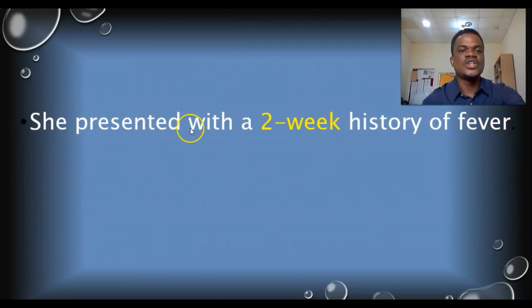Look at this one too. She presented with a 2-week history of fever. "2-week history of fever" is the noun here. We are using the duration as an adjective to qualify this history of fever. So in that case, we'll place a hyphen here to make this two become a word.